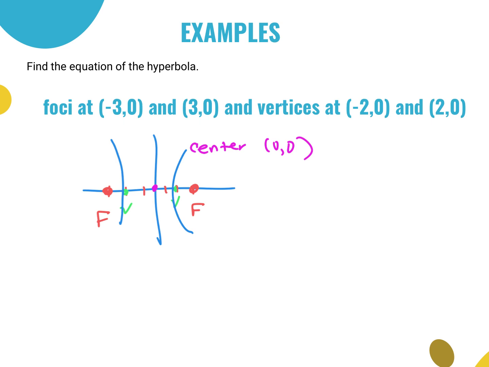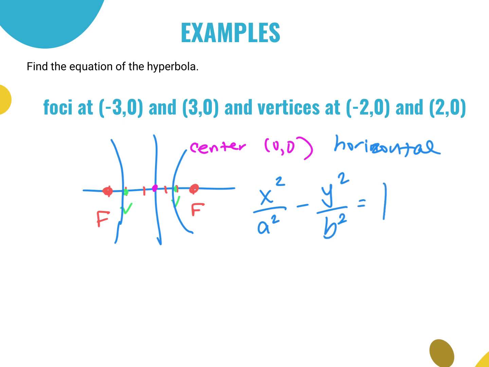I have a horizontal. Where's all the major stuff, the important stuff? Is it on the x-axis or the y? So this is a horizontal. Whoops, I can't spell horizontal. So I know the equation I'm going to use is x squared over a squared minus y squared over b squared. Whichever axis the hyperbola transverses, wherever all the important stuff is, that's what letter goes first.